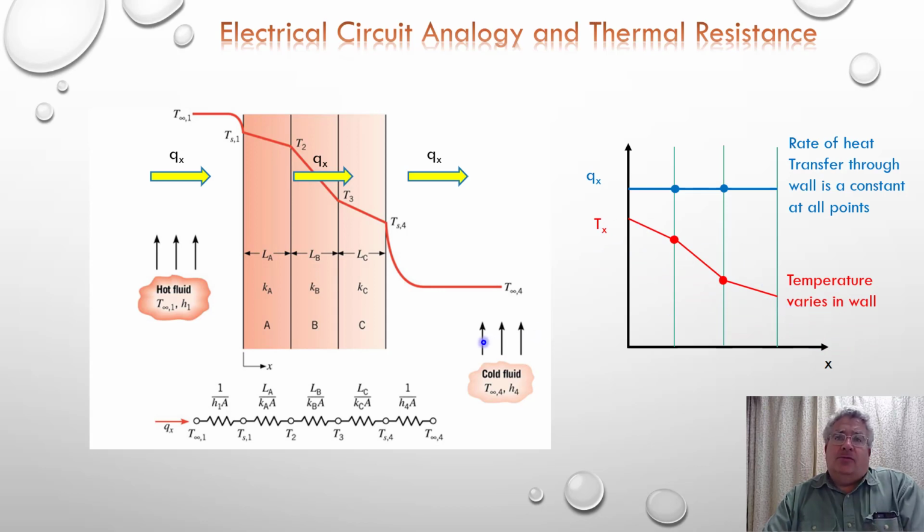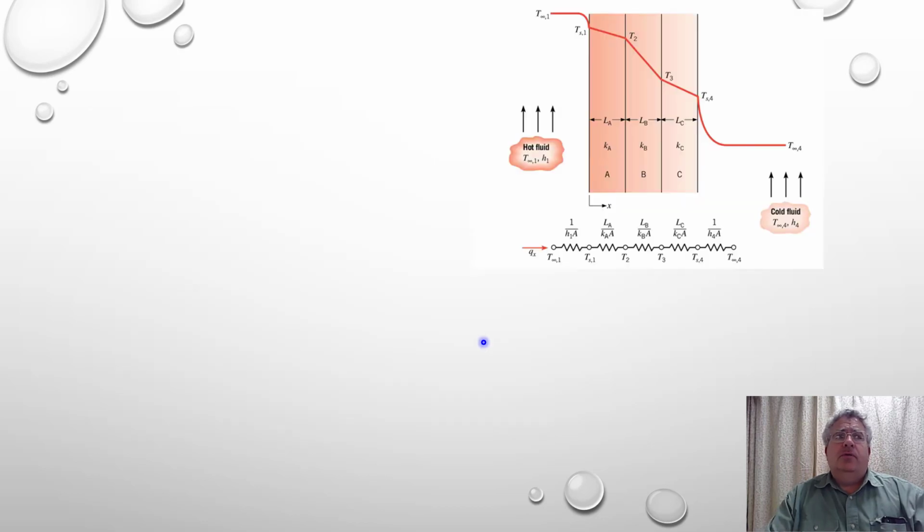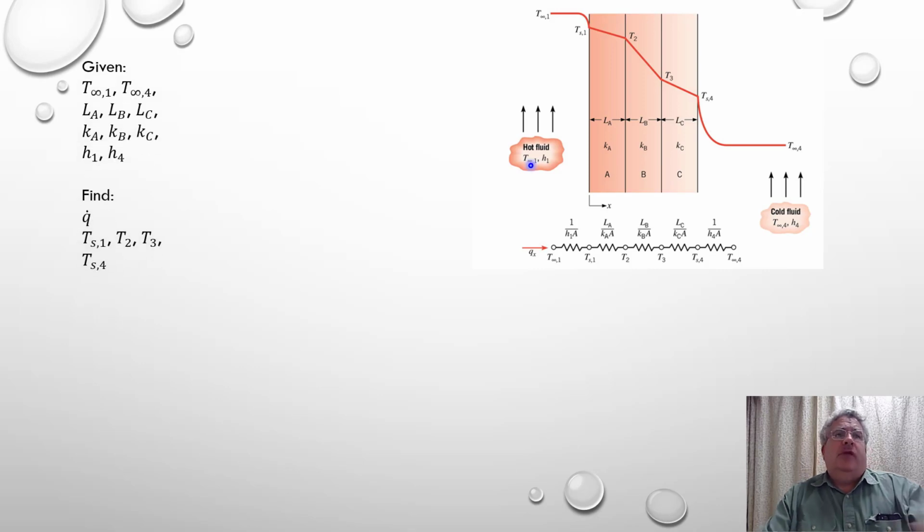And so what we're going to look at now is how do we calculate these various terms. So what we're going to do over here is, this is our wall, and say we're given T infinity 1 and T infinity 4.